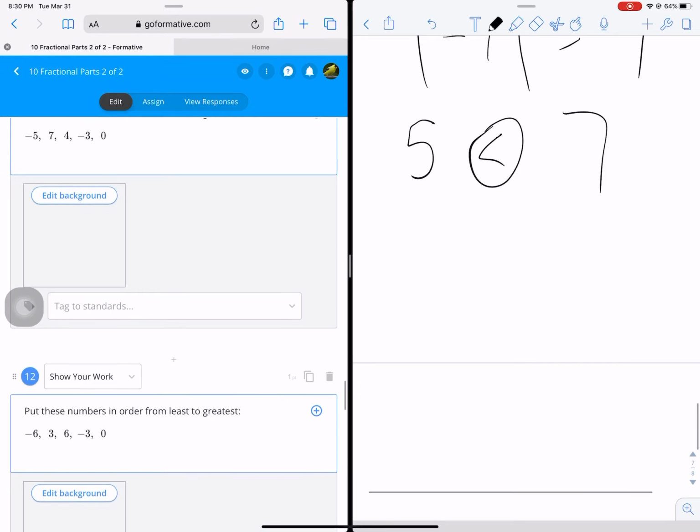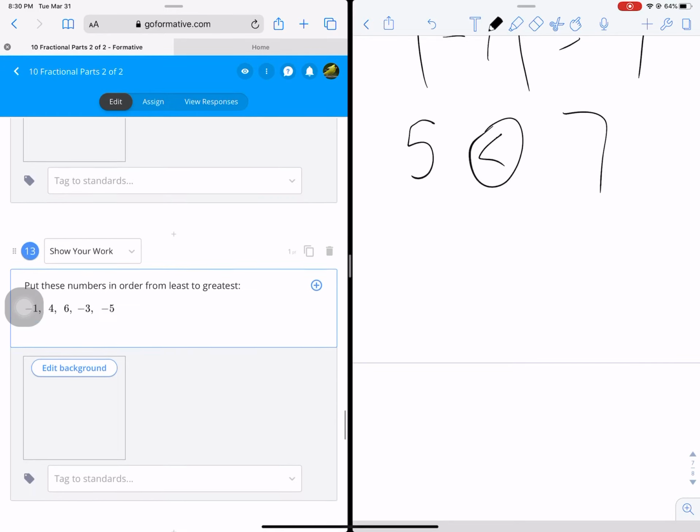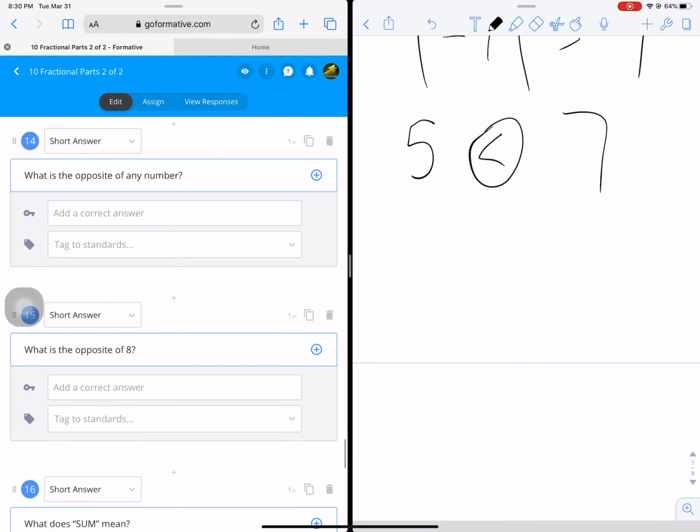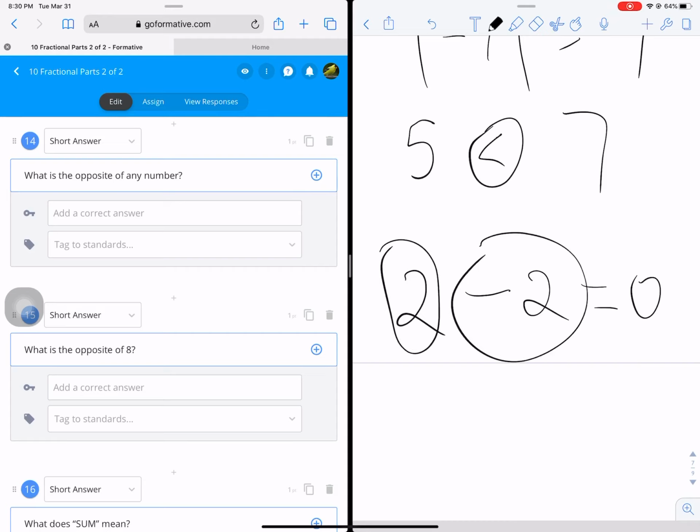Put these numbers in order. You've got that. You've got that. You've got that. What is the opposite of any number? A lot of kids ask me that. The opposite of any number is that number as a negative, or whatever makes it 0. So if it's 2, 2 minus 2 is 0. So the opposite of 2 is -2. So you can kind of explain that in your opposite.